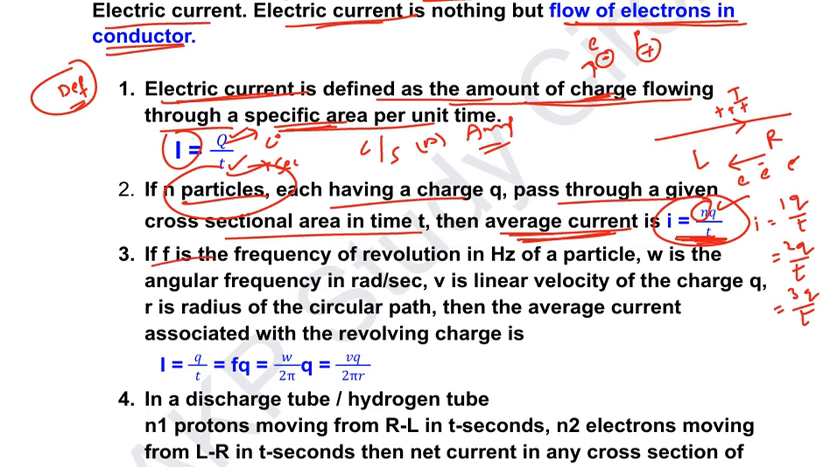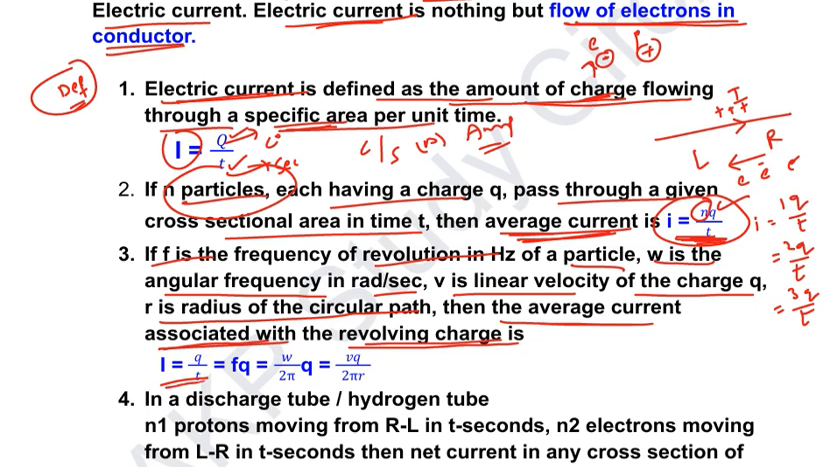If f is the frequency of revolution in Hz of a particle, w is the angular frequency in radian per second, v is the linear velocity of charge q, and r is the radius of the circular path, then the average current associated with revolving charges is I equals q by t.